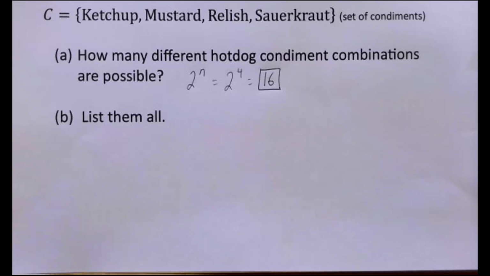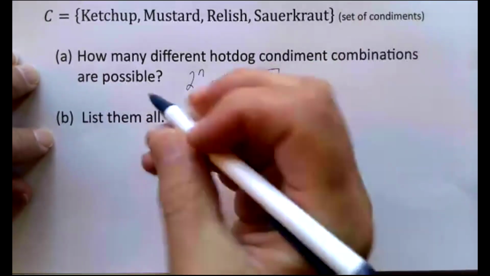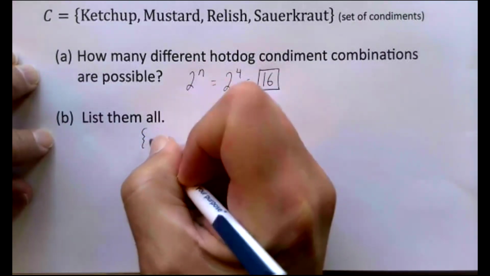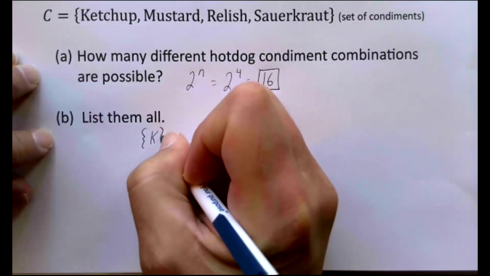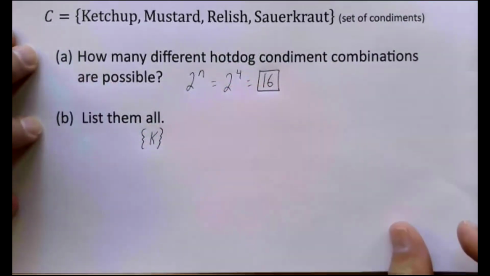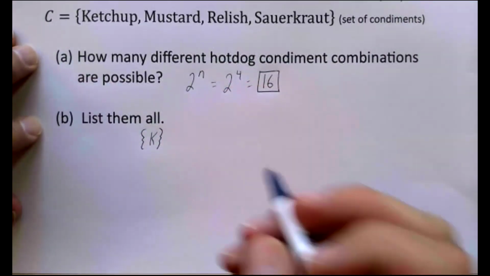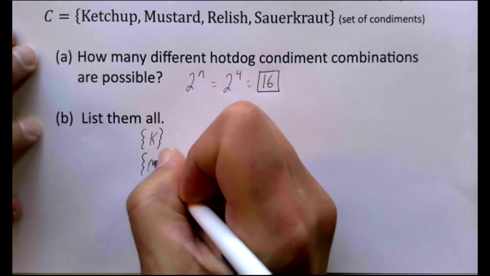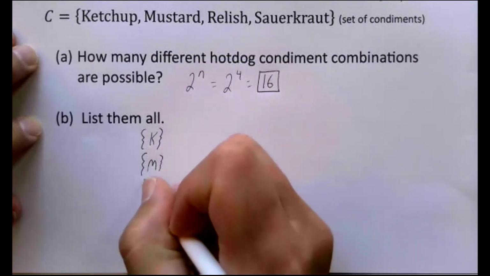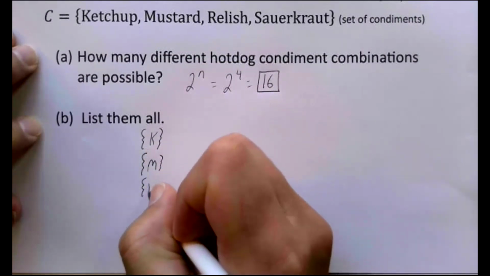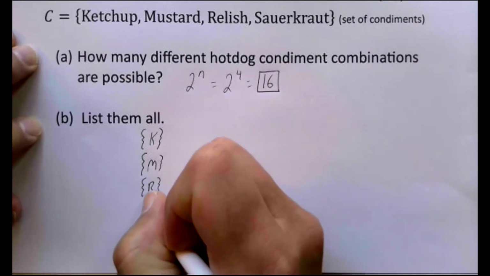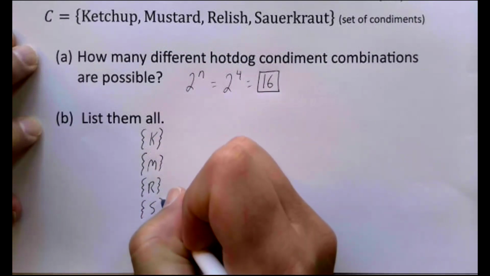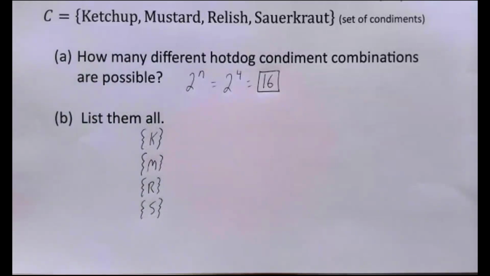So I'm going to start with probably the easier ones. For example, you could definitely order a hot dog with ketchup only. I'm just going to abbreviate here. That is one subset of set C. You could definitely order a hot dog with mustard only, or relish only, or sauerkraut only. There are 4 types of hot dogs you could order that have exactly 1 condiment on it.